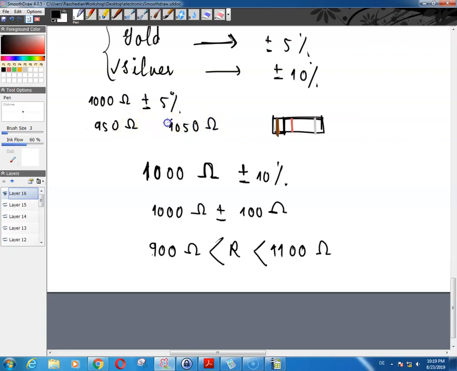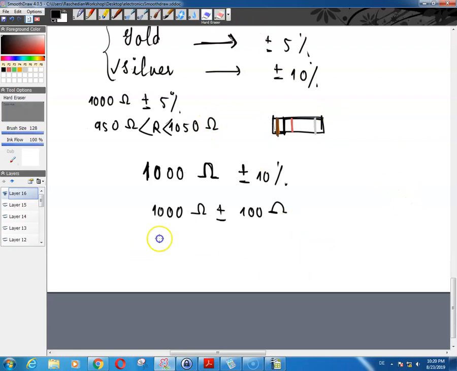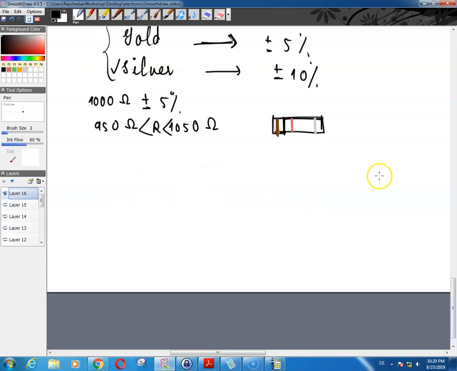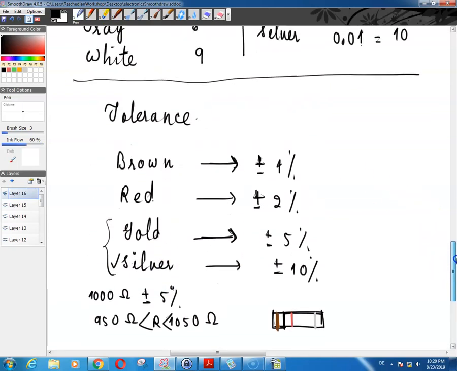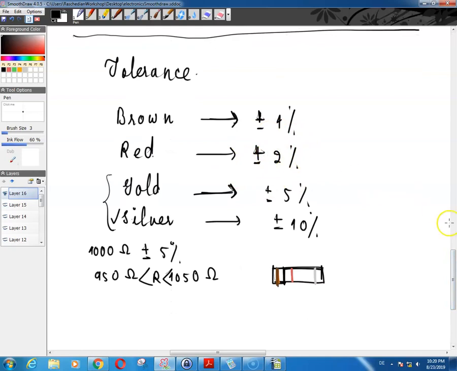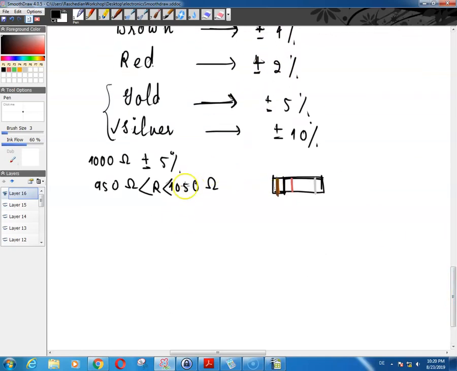That means that the actual value of the resistance of this resistor is going to be somewhere between 950 ohms and 1,050 ohms. And again, the same thing. You could go for a resistor which has, for example, 2% tolerance. So 2% tolerance would be, in the case of a 1,000 ohm resistor, again, 1,000 ohms plus or minus 2%.